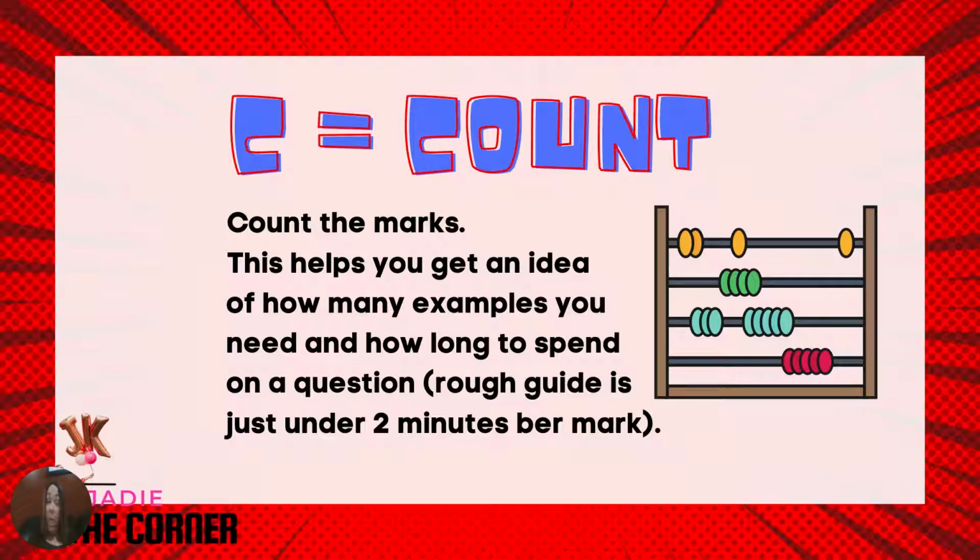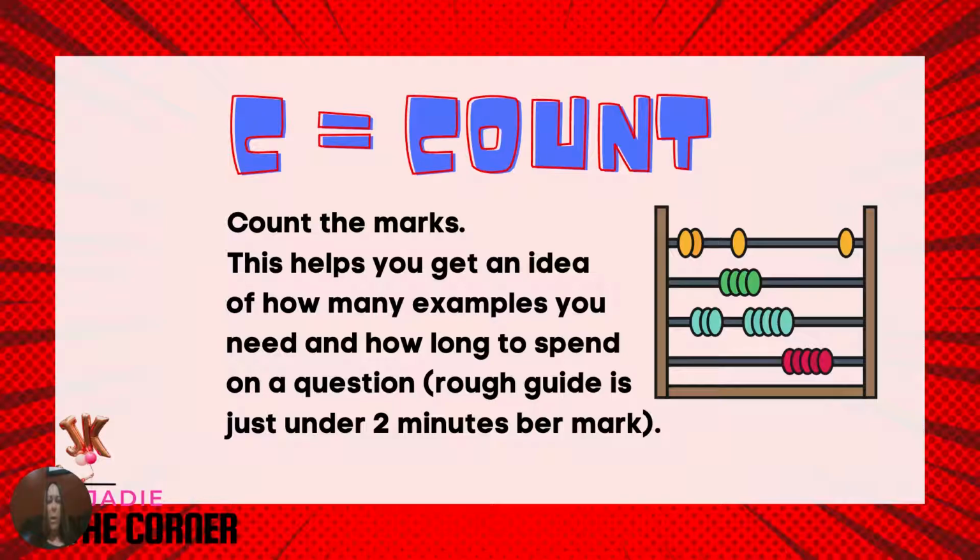C requires you to count the marks. It makes sure that you consider what the marks will actually be assigned to, and it's important also for allowing you to assign the correct amount of time to a question. My suggestion to students is just under 2 minutes per mark. I think it roughly equates to 1.6. I'm not a great mathematician, so I sort of double it and then skim some off the top.